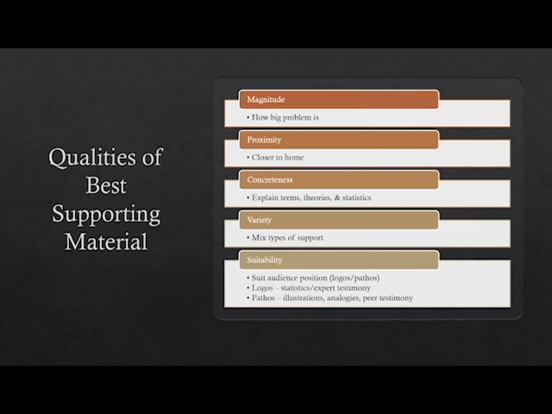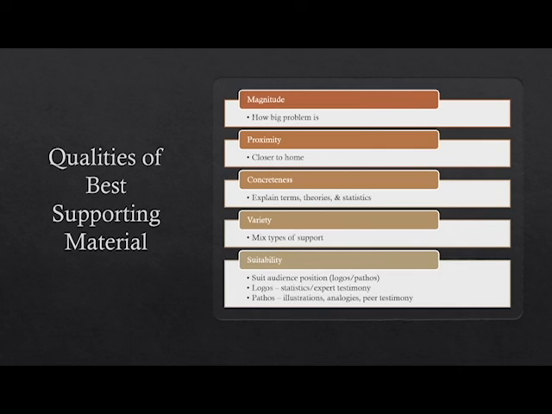Then the more concrete you can be, the better. So you need to explain terms, theories, and your statistics. Always make sure you're explaining any concept that might not be clear to your audience. Then, one of the big things, variety. Give a story, give some testimony, give statistics. So they all work together to work on different parts of your speech and make it logical, like very evidence-based, but also very emotion and pathos-based.